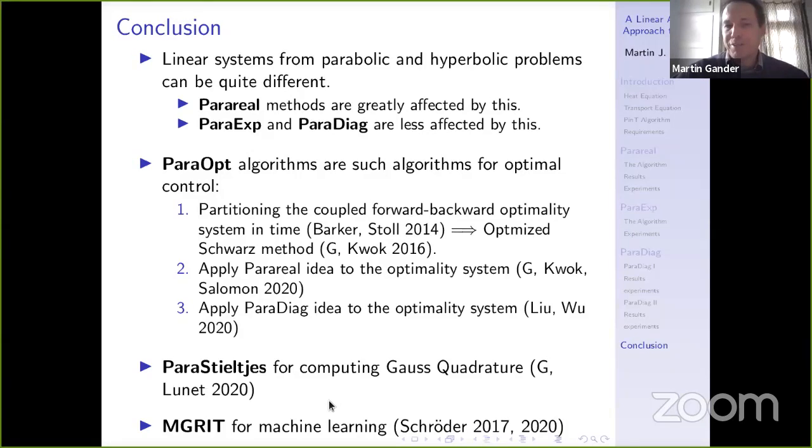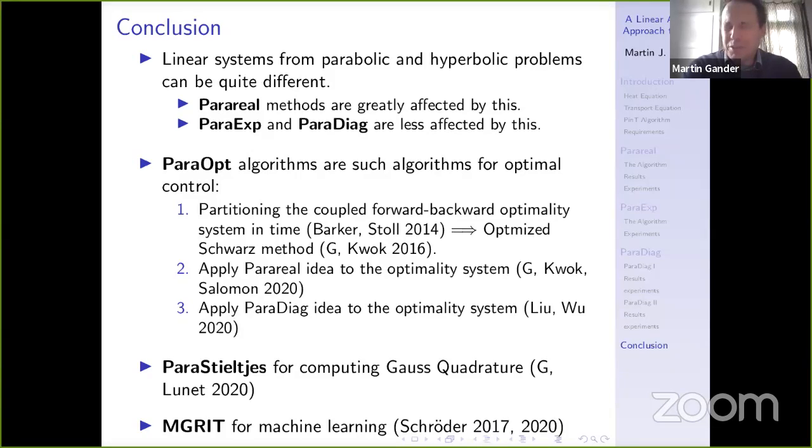There is also the ParaStieltjes algorithm. I want to mention it for two reasons. One reason is that we've heard about the Stieltjes procedure in the last talk by Nick Trefethen. The Stieltjes procedure is a very nice recursive procedure.